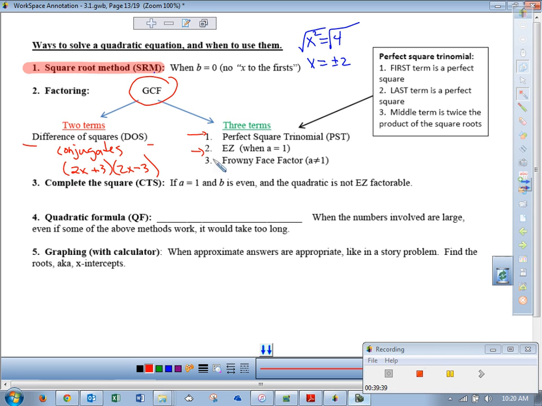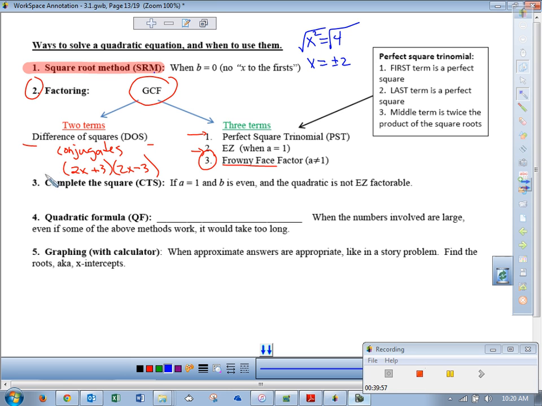And then the last way to factor, the way that sucks the most, it's called frowny face for a reason because it sucks. It's called frowny face factor. At least that's what I call it anyway. If you cannot factor something, that doesn't mean you can't solve it. Not every quadratic equation can be factored.